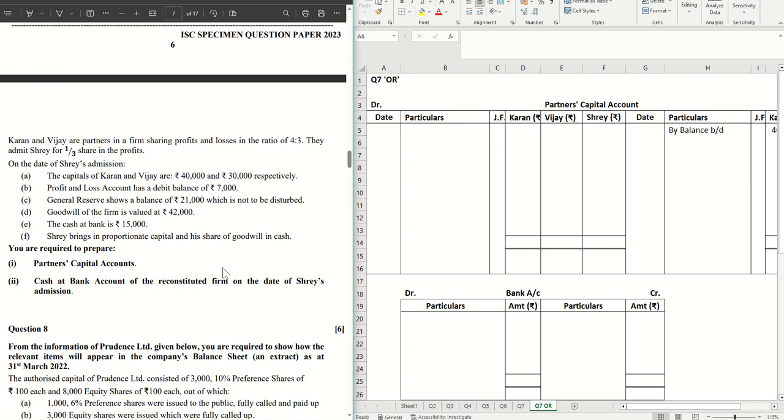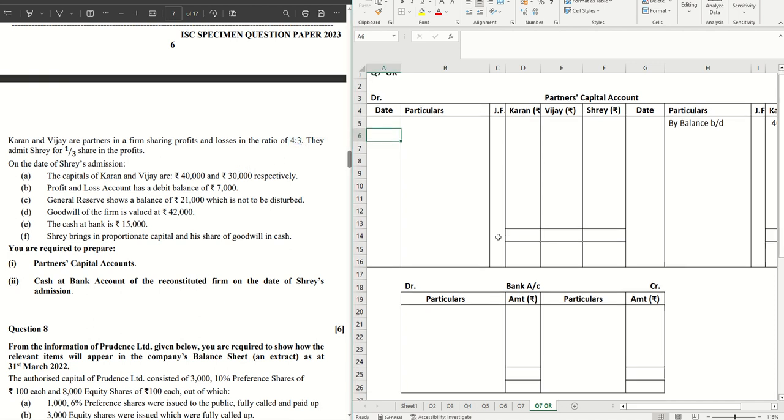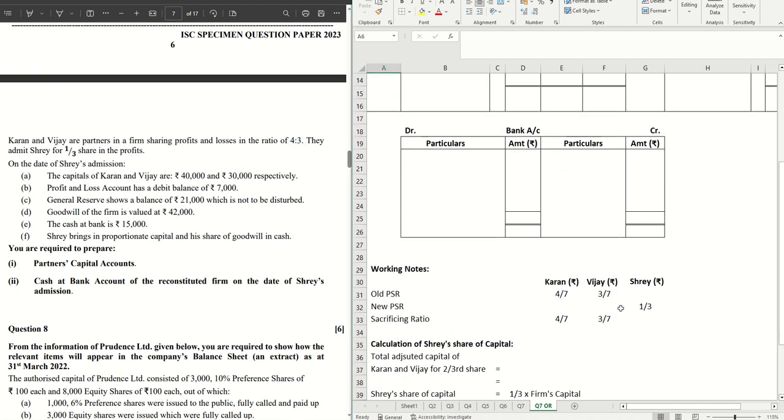This is a sum on admission of a partner as well, where Shrey is the new partner who is being admitted for 1/3 share in the profits, the old PSR being 4:3. Nothing else is mentioned about the profit share. In that case, the remaining 2/3 after giving 1/3 to Shrey is shared between Karan and Vijay in their old ratio itself. So the sacrificing ratio also remains as 4:3.